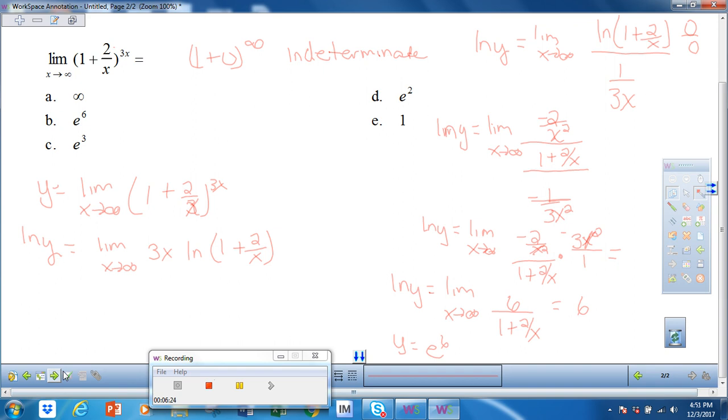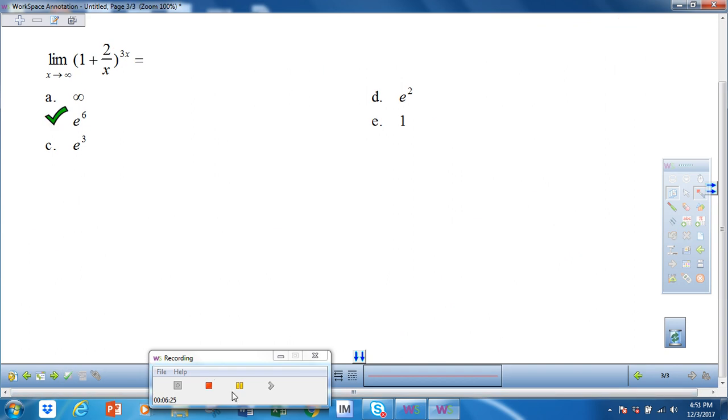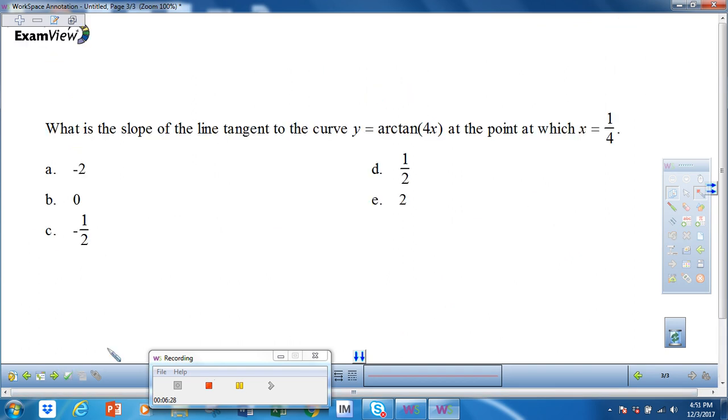And I think that was the answer. Yay. Okie dokie. Again, this one is just using the formula to find the derivative. What is the slope of the line tangent? So we're just trying to find the derivative.